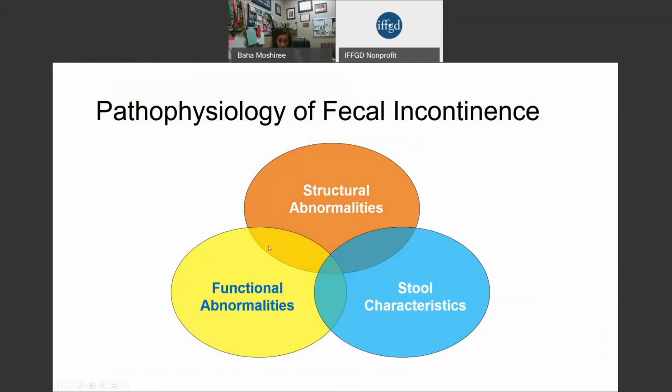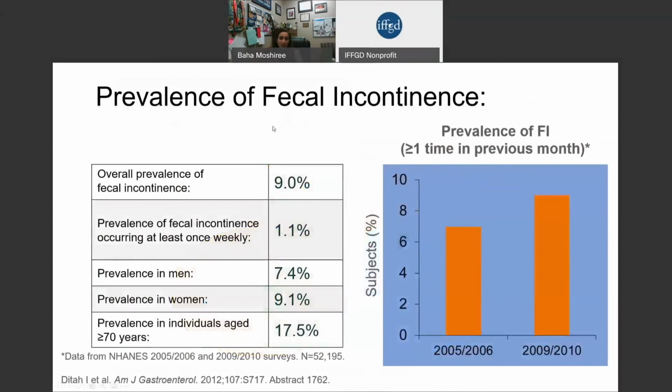So this is fecal leakage. There are structural reasons why patients would have fecal incontinence. There are stool characteristics that may be a reason, such as even having hard stools, and then functional abnormalities that can cause it. Fecal incontinence is highly prevalent. It's seen in 9% of the population, and it's common both in men and women. In women, it's 9%, and in men, it's 7%. And in people who are over 70 years of age, 17% is the prevalence. So it is very, very high.